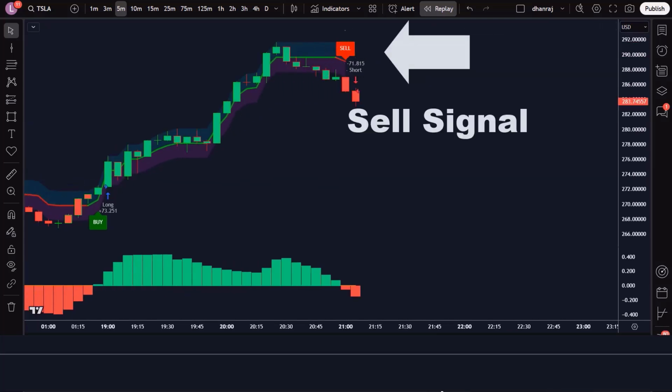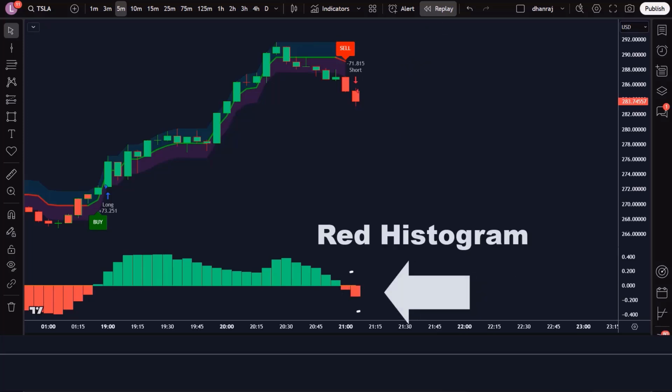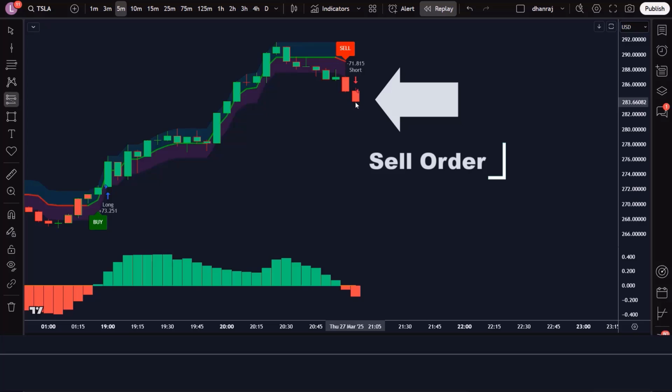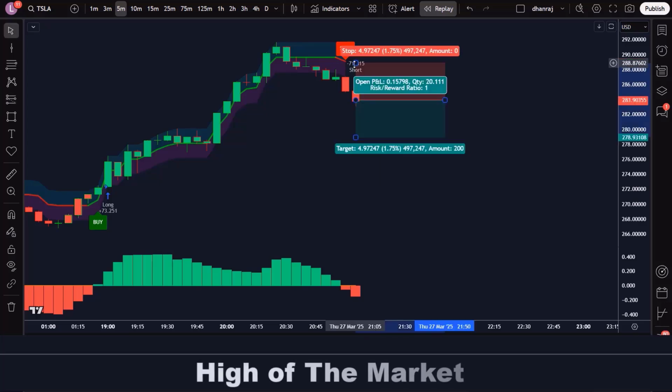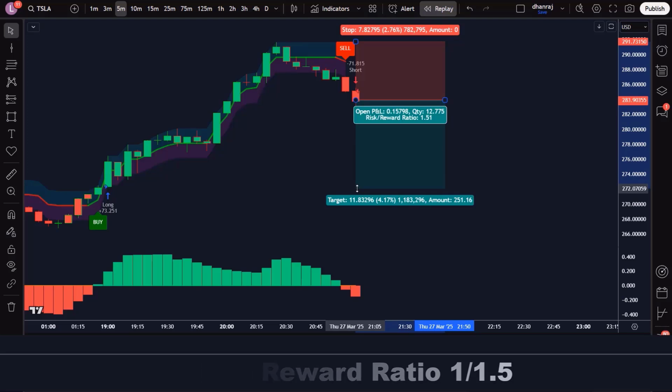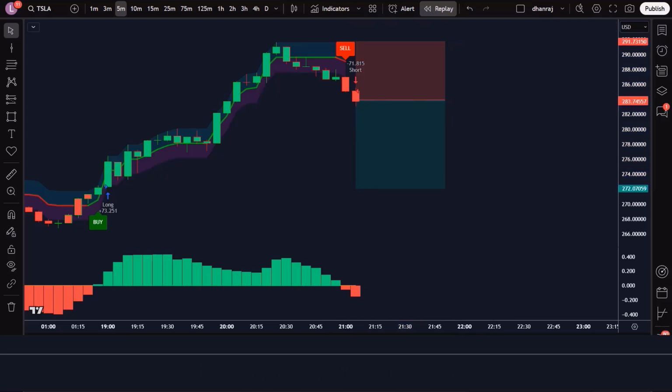Here the range filter indicator gives us a sell signal. Here the price/volume value histogram indicator shows a red histogram. Here the market has made a bearish candle to give confirmation. So all our conditions are being fulfilled, so we are placing an order to sell. Our stop loss is to be placed at the high of the market. And the risk to reward ratio will be 1:1.5. Let's see what happens to our trade.